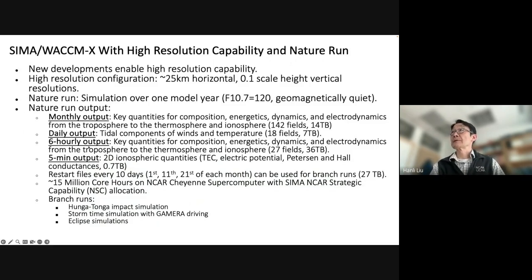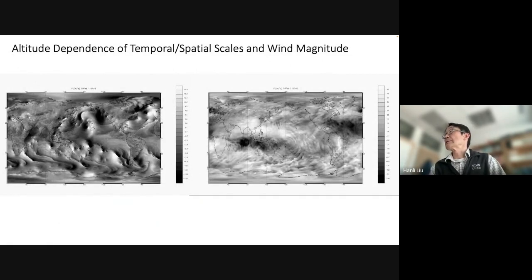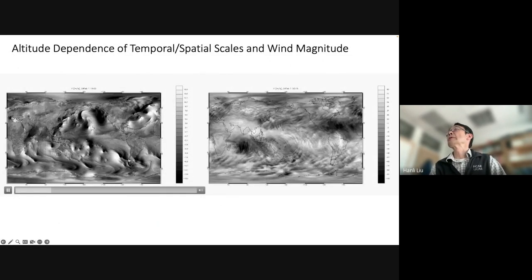We usually save 6 hourly output for some of the key quantities as the highest frequency, except some of the 2D fields that we can save every time step. But we do save restart files every 10 days, so we can do branch runs. Like recently, we have done the Hunga-Tonga impact simulation, storm time simulation with a coupled magnetosphere model, and eclipse simulations. We already saw this, so we can skip this. But let me explain first.